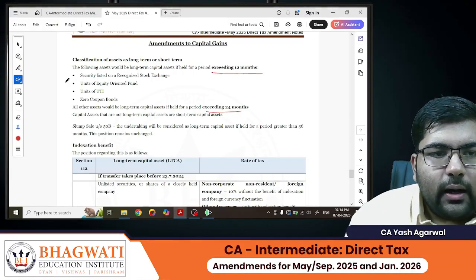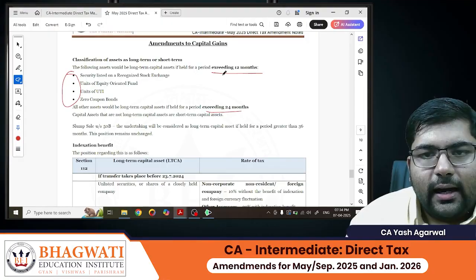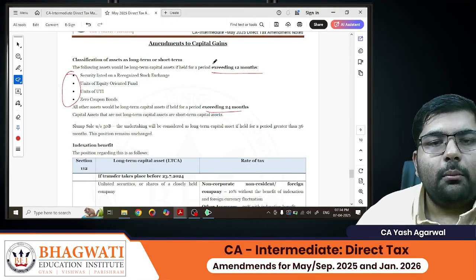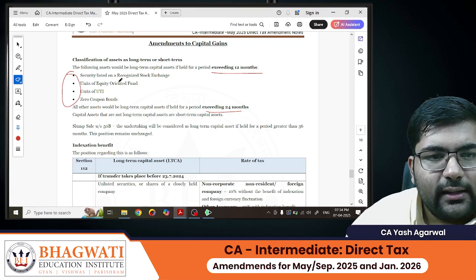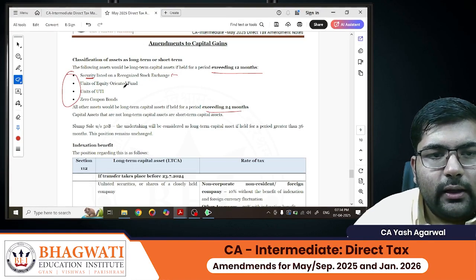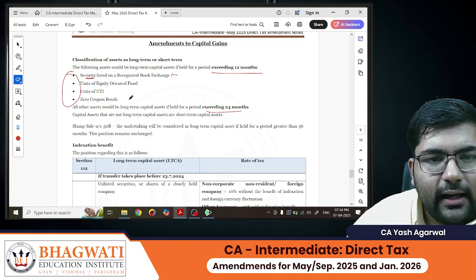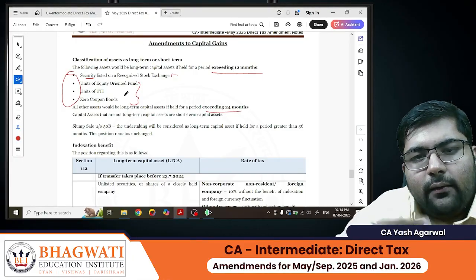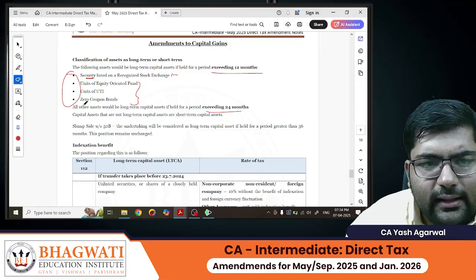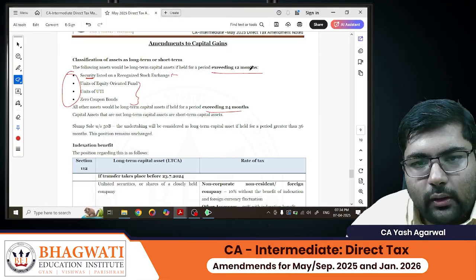If these four items are held for more than 12 months, they become long term capital assets. Securities which are listed on a recognized stock exchange, these are talking only about listed securities, any listed security. Units of equity oriented fund, units of UTI, and zero coupon bonds, these need not be listed ones. Units of EOF, UTI, and zero coupon bonds, if held for a period exceeding 12 months, will become long term capital assets. Only these four fall under the more than 12 months category.